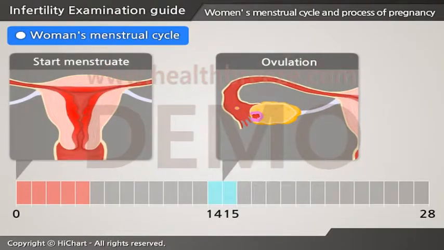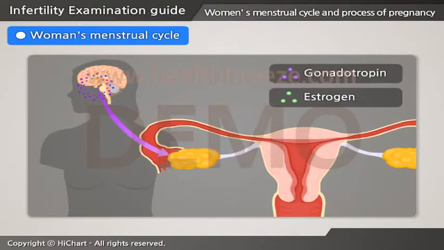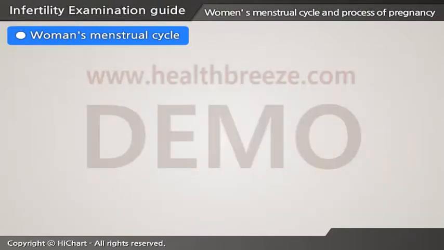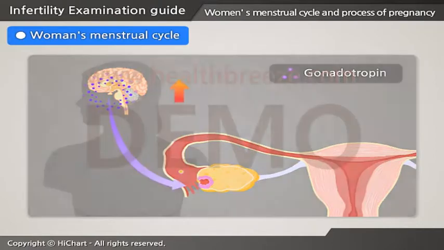Ovulation, which releases an egg, occurs about 14 to 15 days after the first day of the menstrual cycle. The pituitary gland releases gonadotropin, which stimulates the production of estrogen from the ovary, and estrogen stimulates the development of the uterus. About 14 days after the start of the menstrual cycle, the level of gonadotropin hormone surges, and ovulation starts.